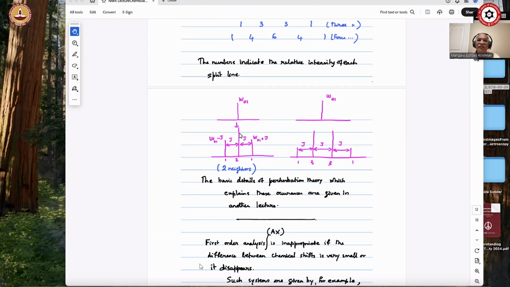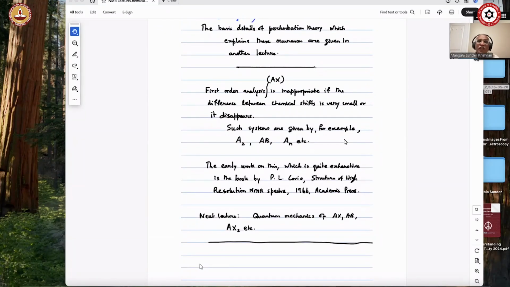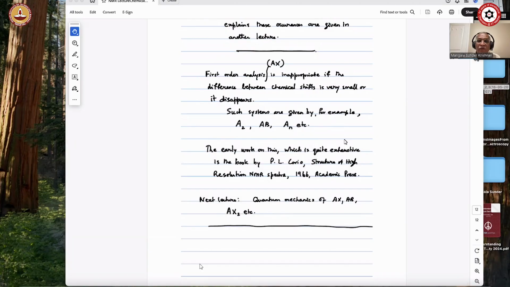For two neighbors, the resonance frequency is still observed, except that two other lines are also observed. And the intensity of these lines is 1:2:1, meaning that there are double the amount of transition frequencies here corresponding to the transition frequency here. Therefore, the intensity is double up here. In this case, the intensity is tripled, but the total intensity corresponds to 8 energy levels possible. Okay, so all of this can be done using a first order quantum mechanical analysis.